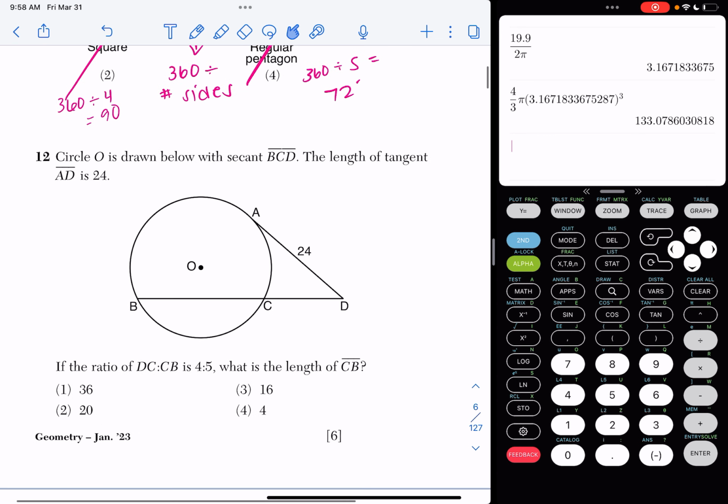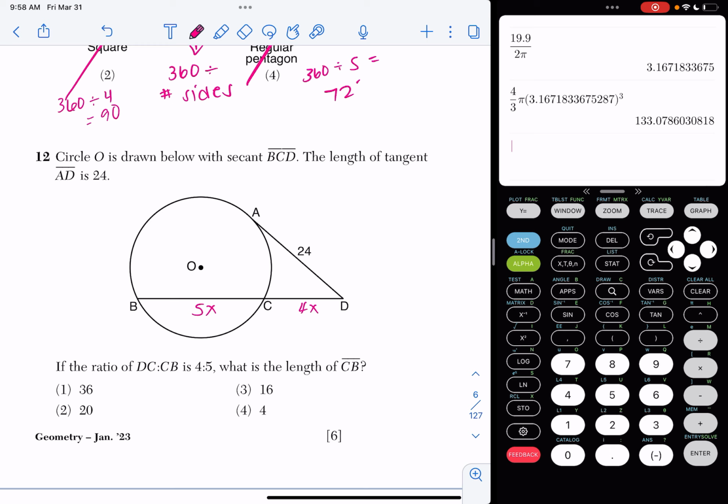All right, number 12, circle O is drawn below with secant BCD. The length of tangent AD is 24. If the ratio of DC to CB is 4 to 5, what is the length of CB? Anytime I see these ratio questions, put x's in. So I'm not going to label DC as 4, I'm going to label it as 4x. I'm not going to label CB as 5, I'm going to label it as 5x. And then I can go and do my problem after that.